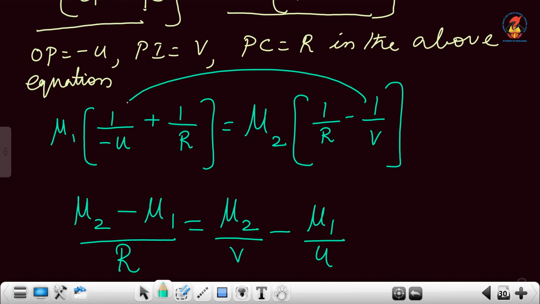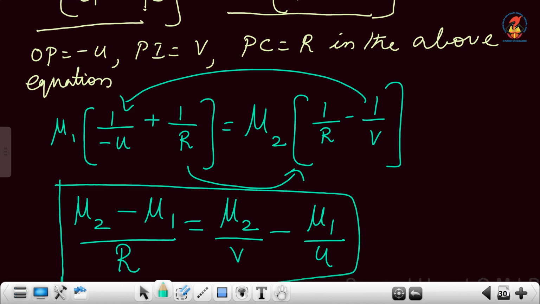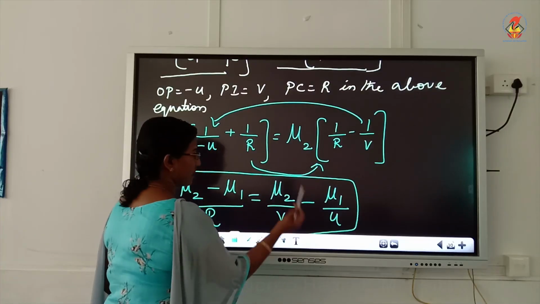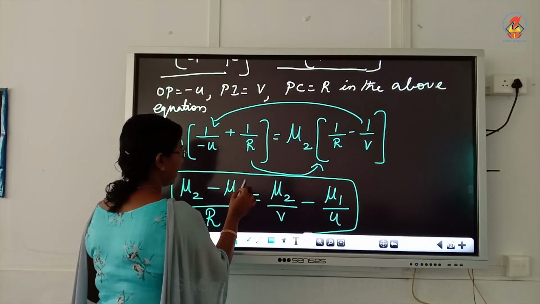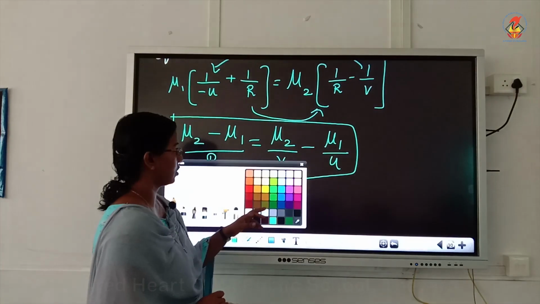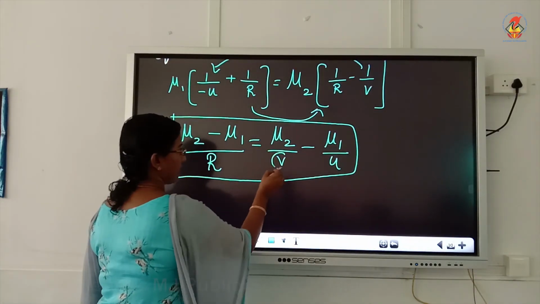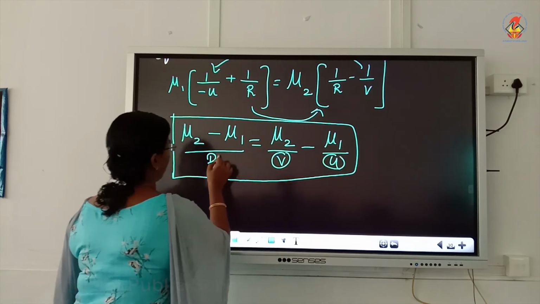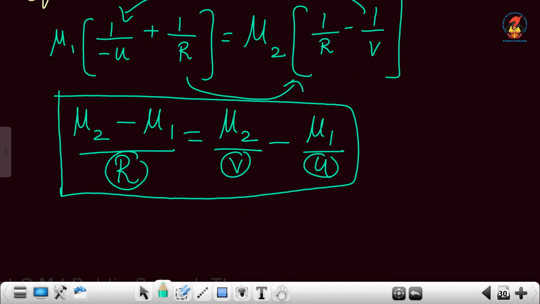I am going to bring this term to the side and this term I am bringing this side. So we get the final equation as mu2 minus mu1 by R is equal to mu2 by V minus mu1 by U. This is the equation for the refraction through a convex spherical surface, which relates the image distance, object distance, radius of curvature and the refractive index.